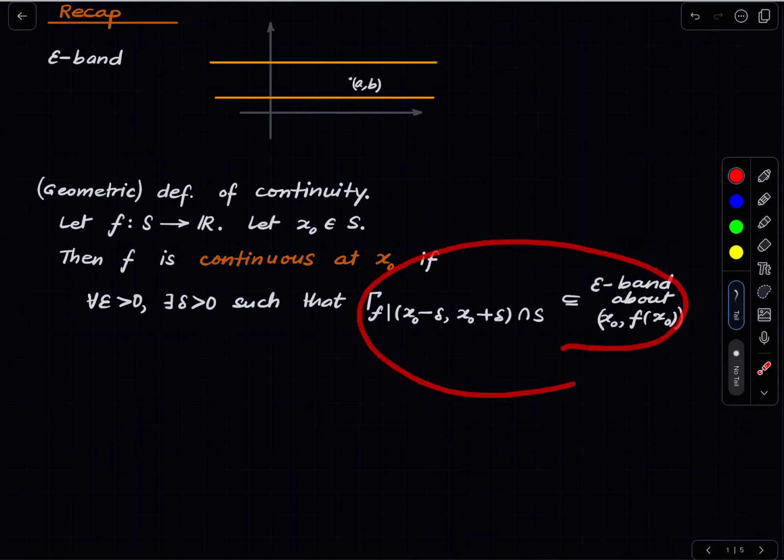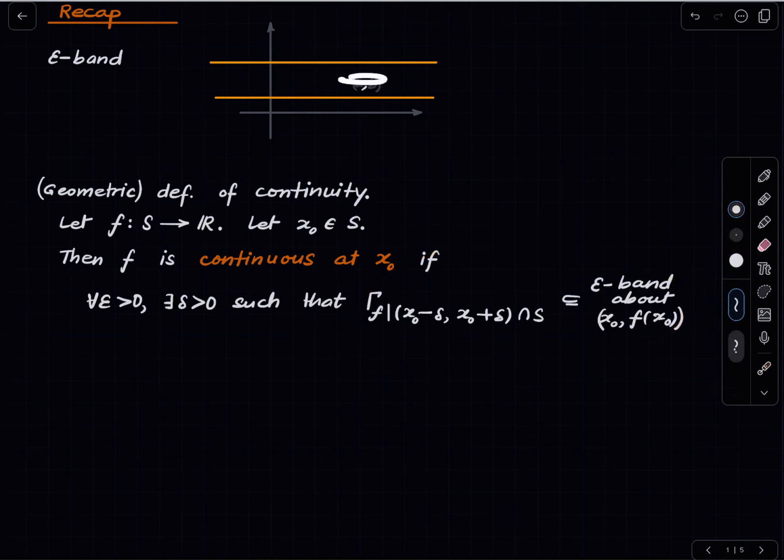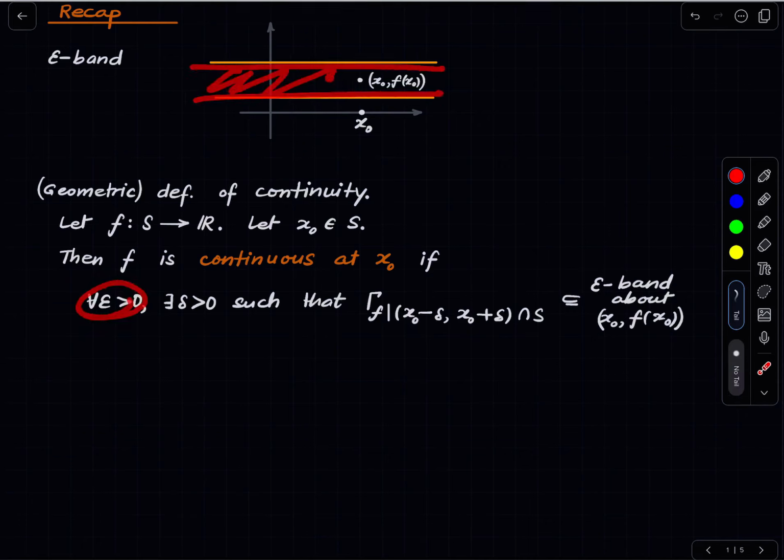So a complicated looking definition, but if you decode it, what it is saying is we have some point x0. Let me edit this figure. So suppose I have this point x0 and a function has been given to me. For the sake of understanding, it is better to think of S as the entire set of real numbers. So some function is given, and let's say the point (x0, f(x0)) is here. And then we fix an epsilon and draw the epsilon band.